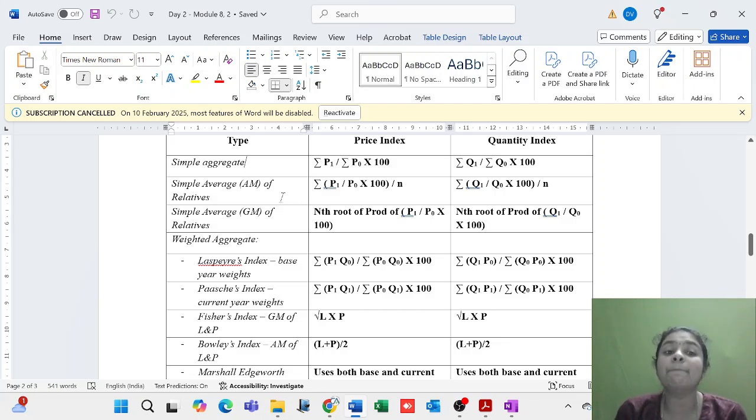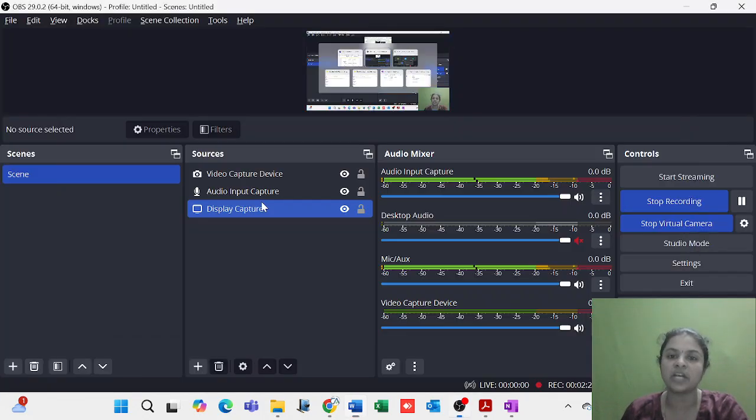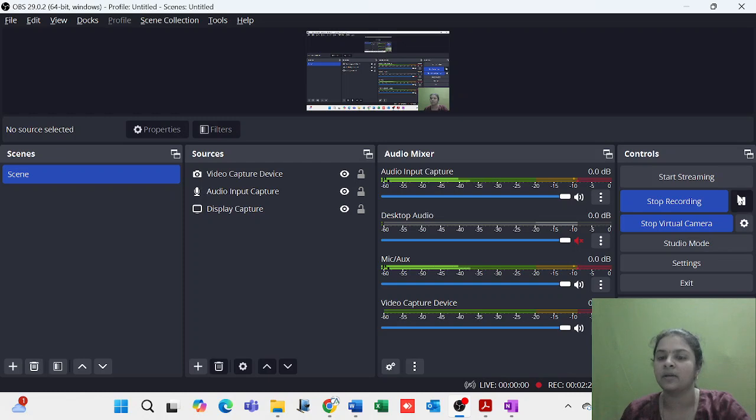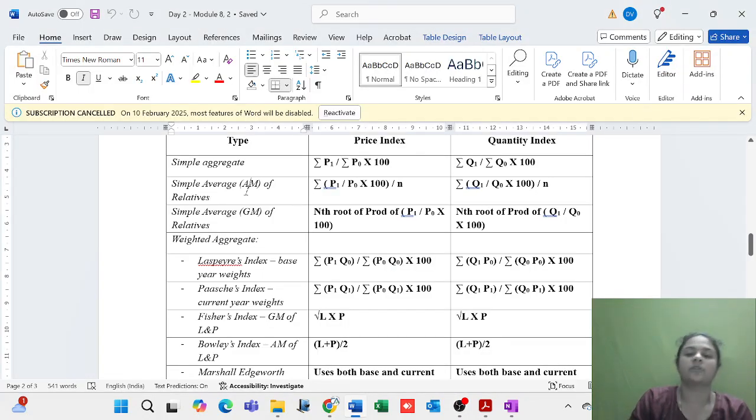Next, simple average of relatives. They will mention whether the average is AM or GM. If the question is silent, use AM. But if the question is clearly giving you hints, you should use the GM method. Yes. So sorry, let's continue.